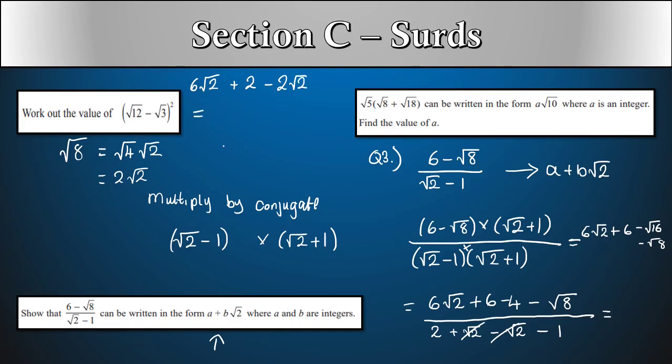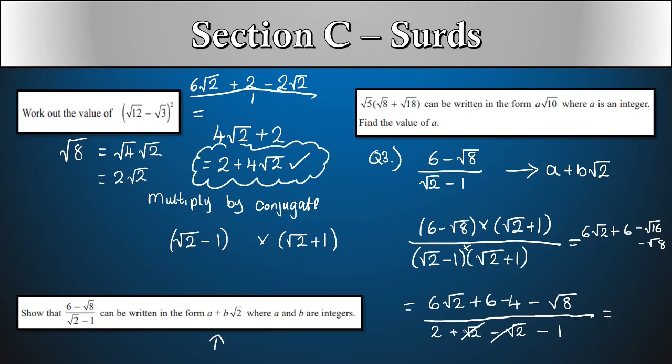Okay, and then this is all divided by 1. That's just what we worked out for our denominator. So simply, all we get left with here is 6 root 2 minus 2 root 2. So that's 4 root 2. And we've also got our plus 2 there. So they've got it the other way around. They've got a plus b root 2. So in that case, that would be 2 plus 4 root 2. Okay, that's exactly how they've got it. So that's our final answer there.